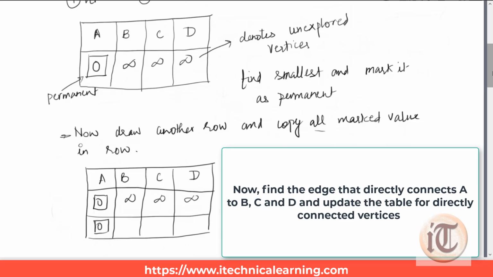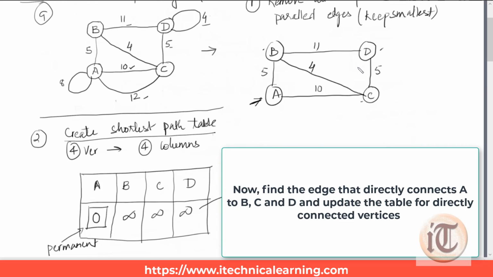Okay, so what we have to do is go back to our graph, and as we are starting from A, we have to explore the remaining vertices that are directly reachable from A. We can see here A is directly connected to B and A is directly connected to C, but A is not directly connected to D. So the only 2 directly reachable nodes are B and C.